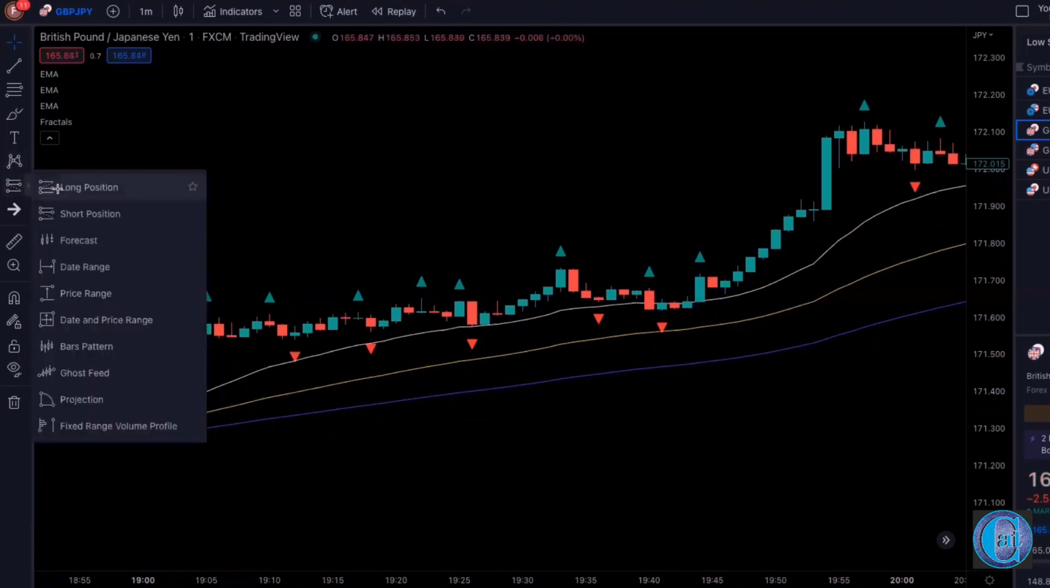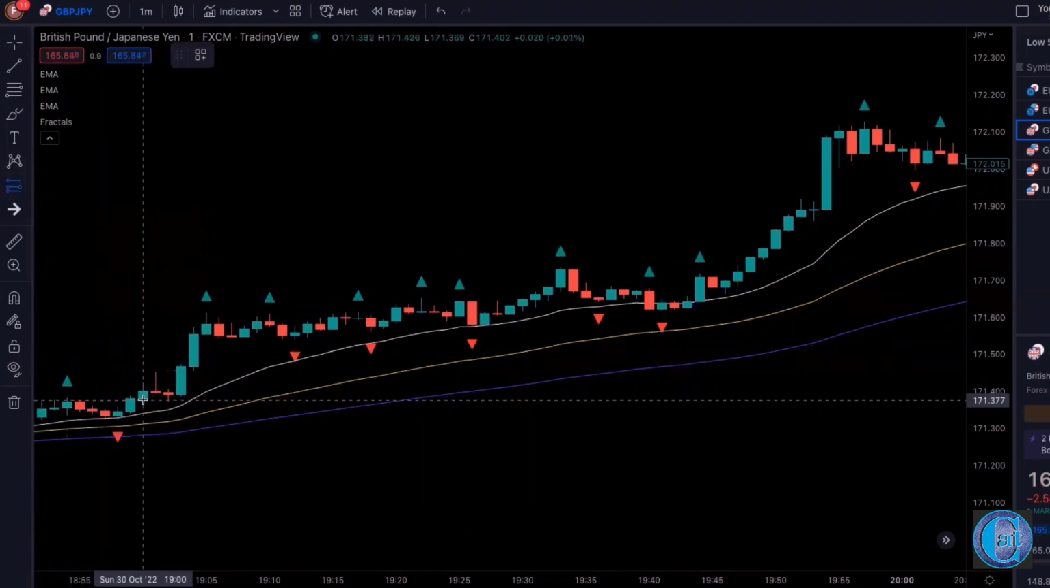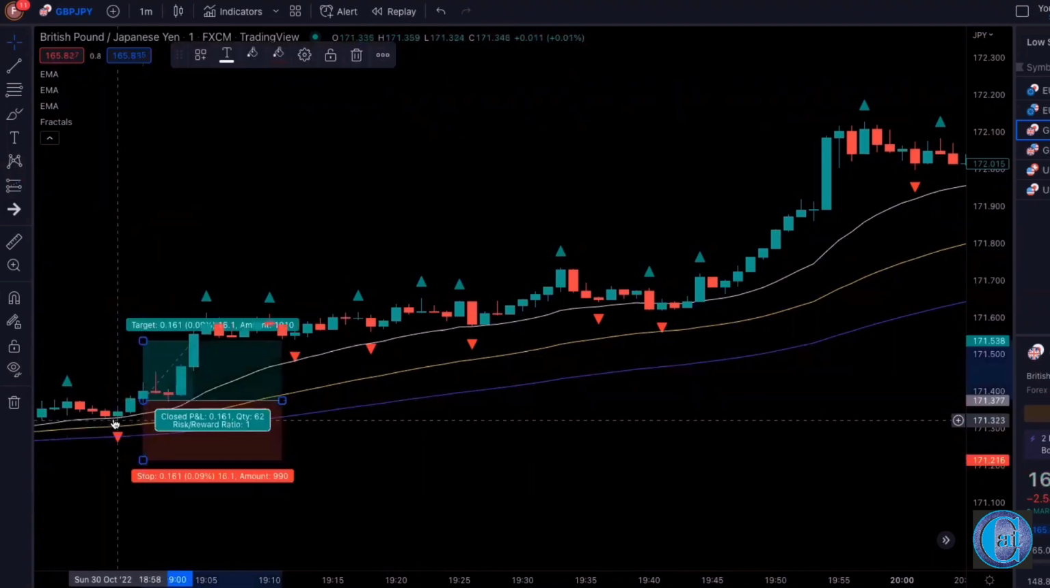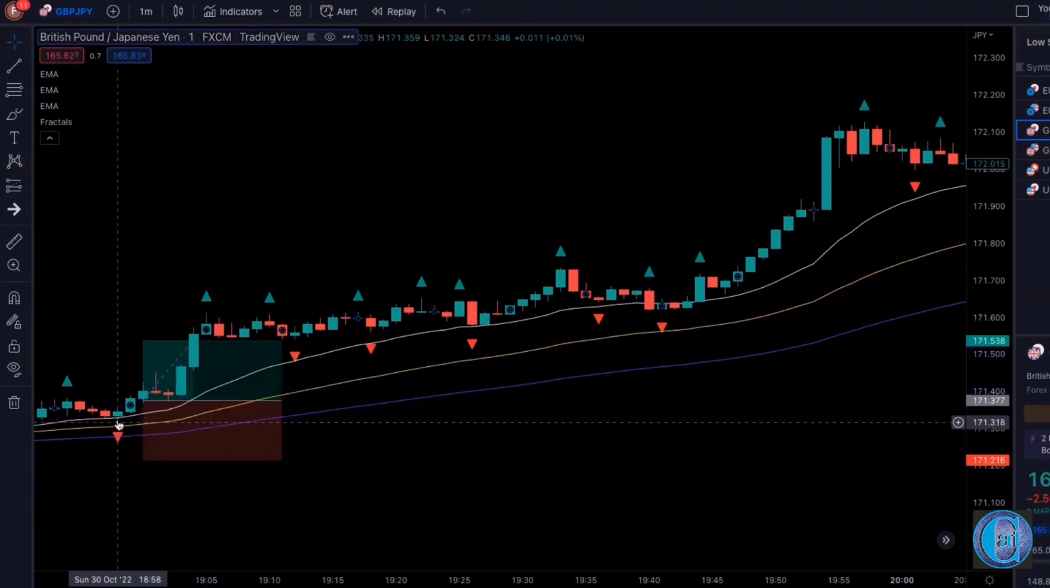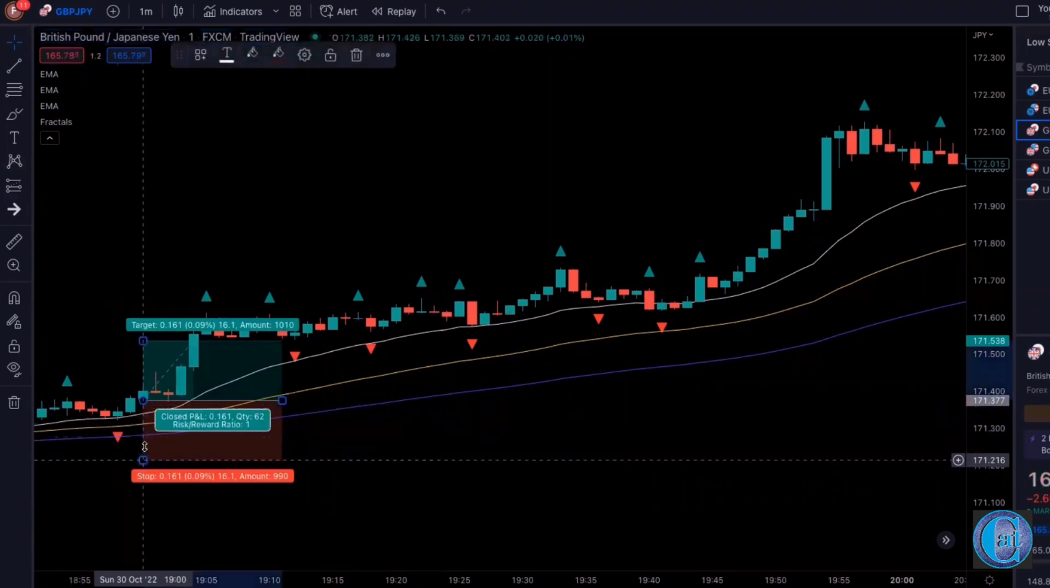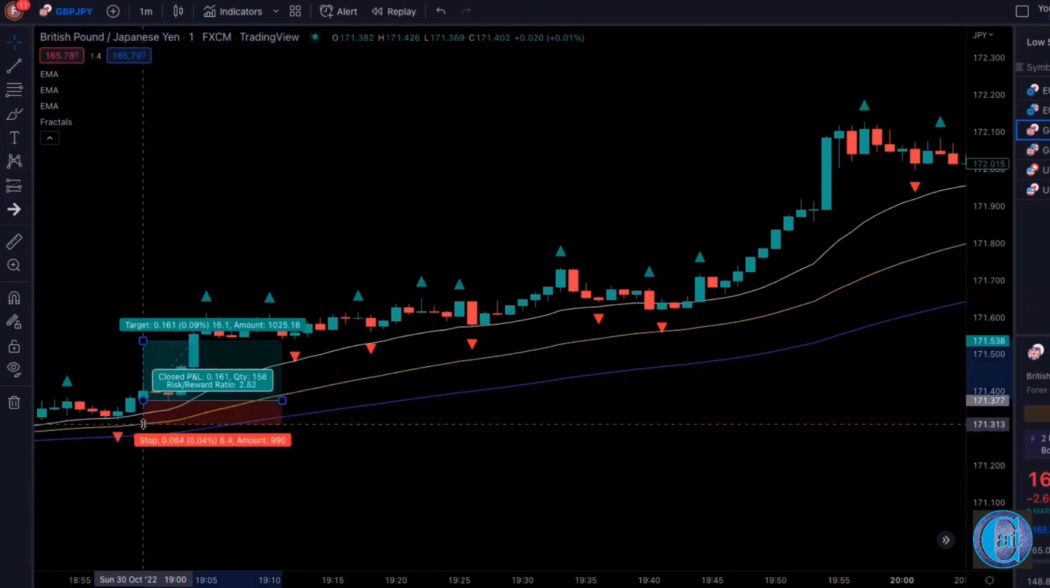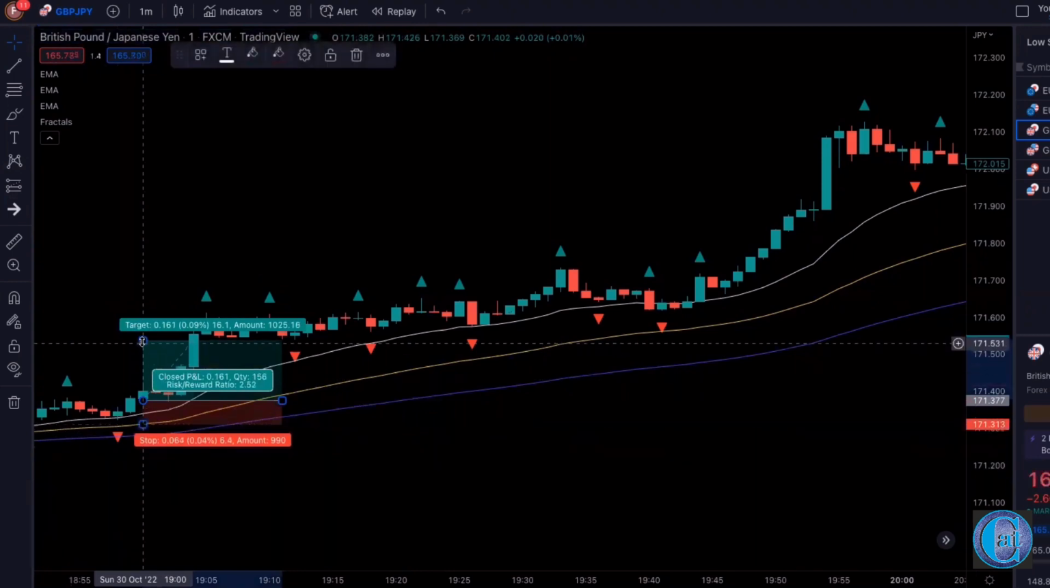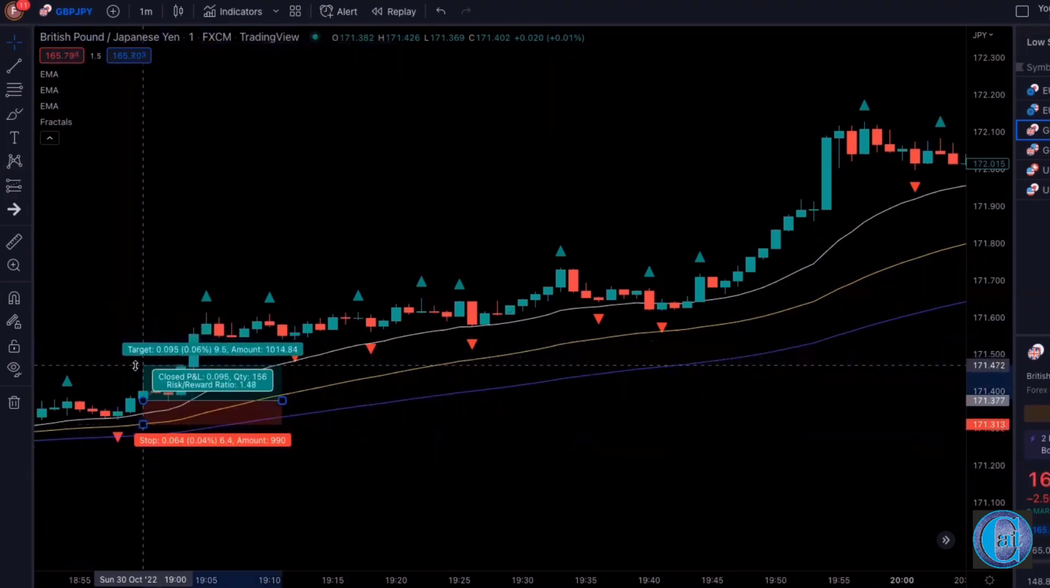Press the wrong button. All right. So long position right here. And then when the Williams fractal hits and the price action is below the 20 moving average, you want to make your stop loss at the 50. And we're going to go for a 1 to 1.5 risk to reward.